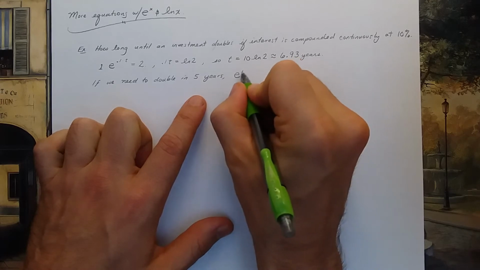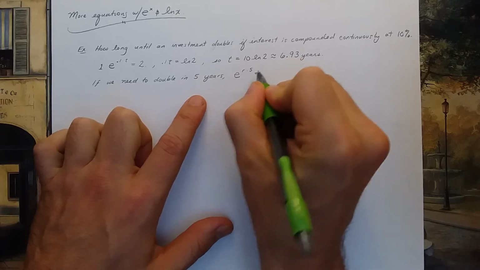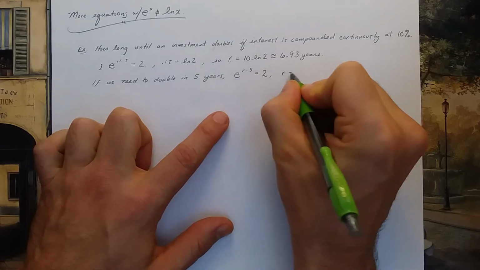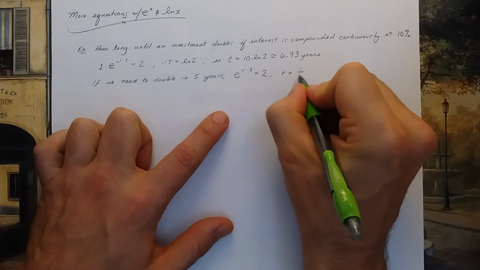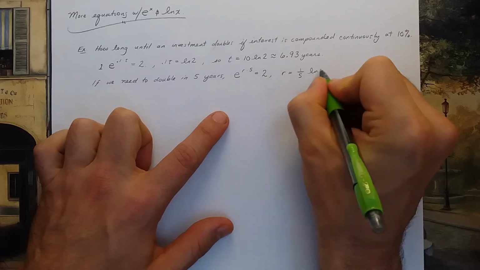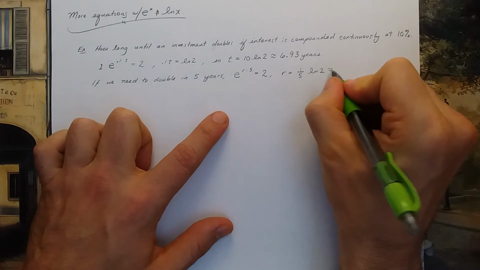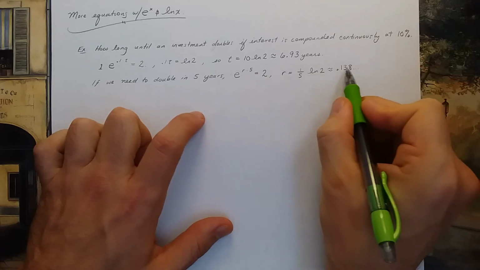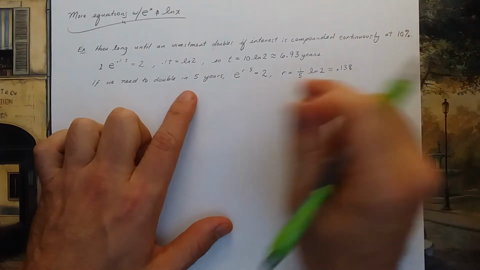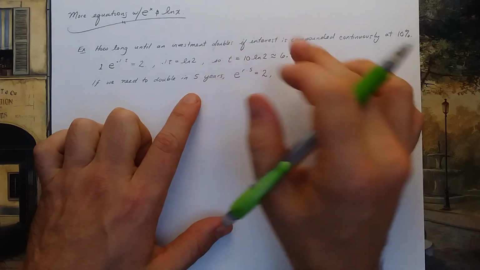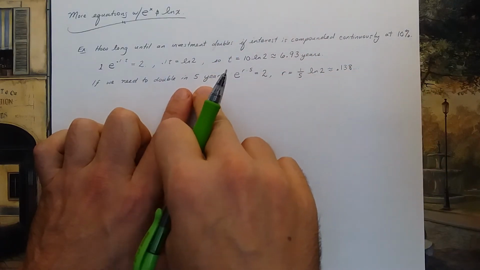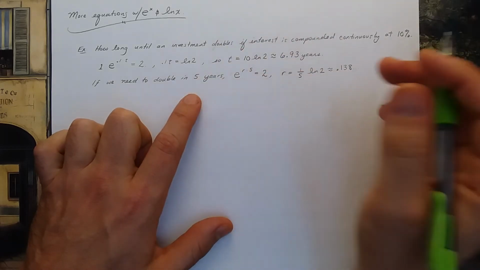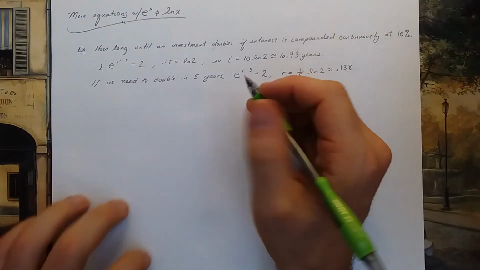the equation e to the r times 5 should be twice what I started with. Here the amount I'm starting with again is 1. So I have 2. That solving in the same way gives me r is 1/5 log 2, which is approximately 0.138. So if I had an interest rate of 13 or 14%, then I would double my money every 5 years. That would mean I'd have 4 times my money in 10 years, and in 15 years I'd have 8 times my money. It's extreme growth.